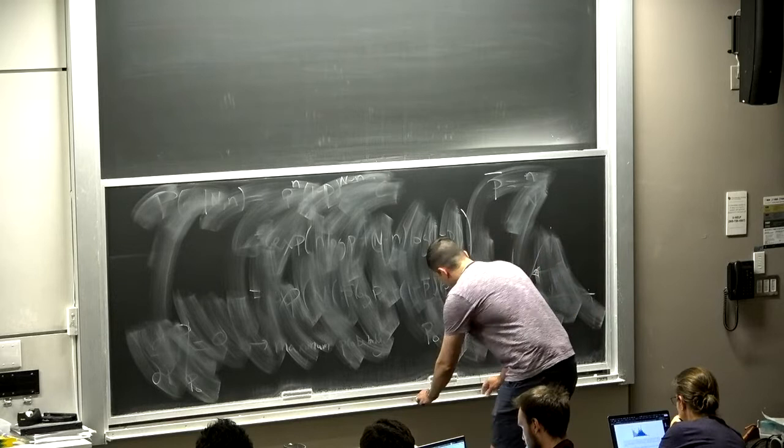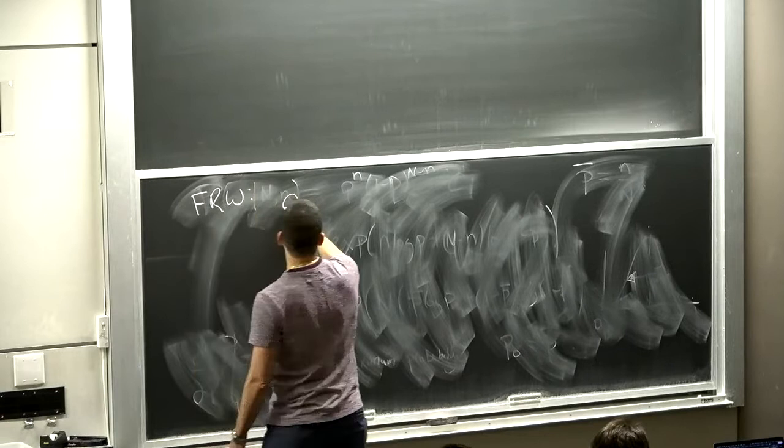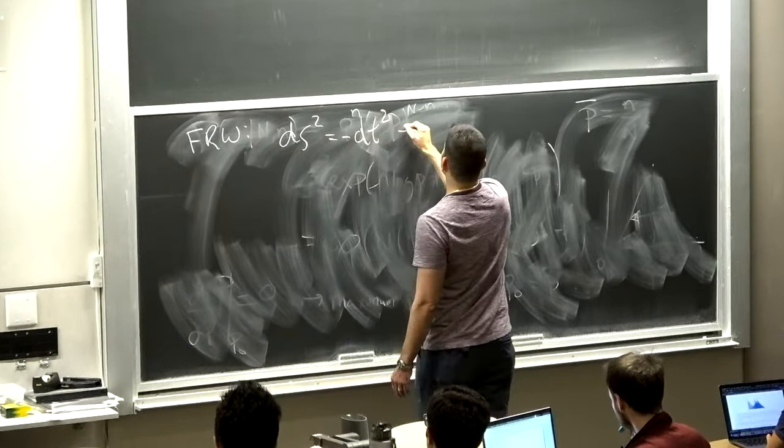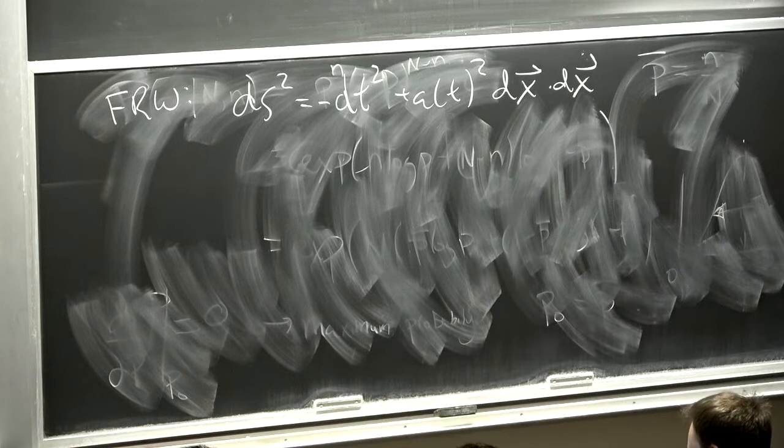Okay, so just some quick definitions. When in doubt, we're always talking about an FRW cosmology. That's going to mean that the metric takes this hopefully familiar form, where this quantity here, A of t, is the scale factor.